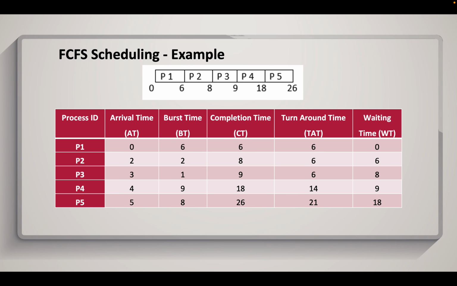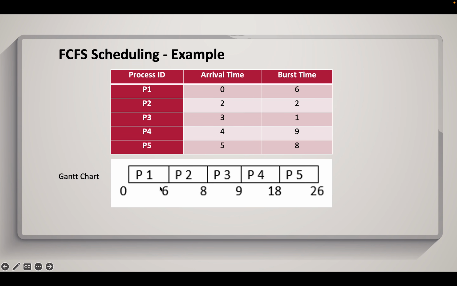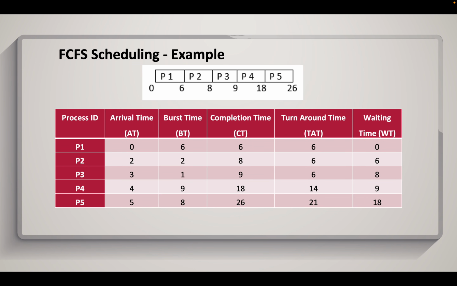This is another example for FCFS scheduling. Here you see the arrival time, the same example. Only arrival time and burst time are given. Using arrival and burst time we will calculate the completion time. Completion time means when the process completes the operation. The completion time of P1 is 6, P2 is 8, then 9, 18, 26. Turnaround time is completion minus arrival. That is 6 minus 0, 6. 8 minus 2, 6. 9 minus 3, 6. 18 minus 4, 14. And so on.